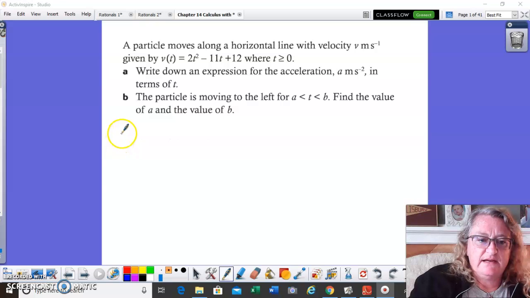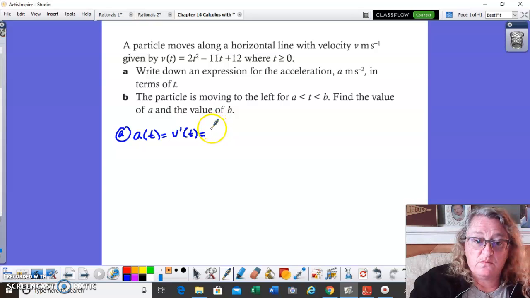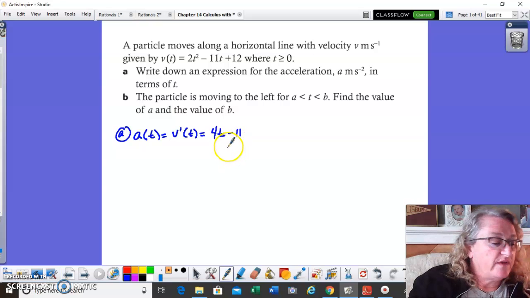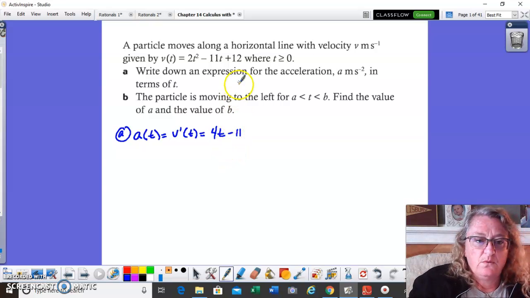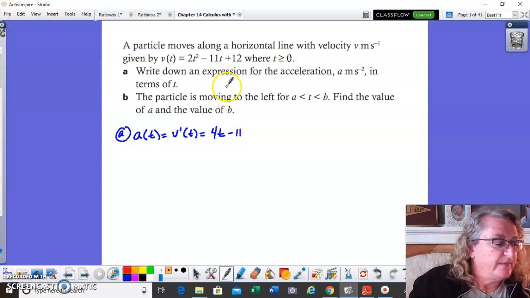Well, I know that acceleration at t is equal to the derivative of velocity at t. So I'm going to do the power rule, which gets me 4t minus 11. Okay, so then part B.